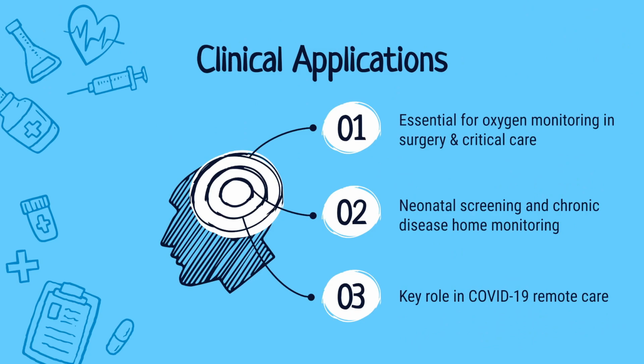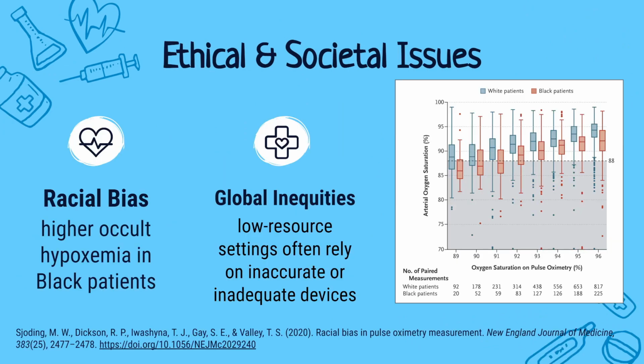levels at home. Pulse oximeters were essential to home monitoring programs during the COVID-19 pandemic because they enabled medical professionals to remotely monitor patients and take action when oxygen levels unexpectedly decreased. The pulse oximeter's wide range of uses demonstrates why it is regarded as a standard of care in contemporary healthcare systems. The ethical and social issues.